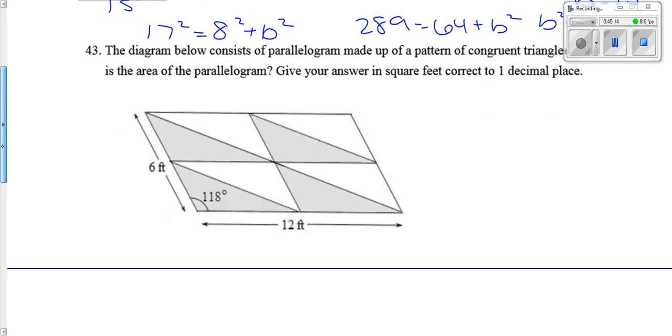Number 43. The diagram below consists of a parallelogram made up of a pattern of congruent triangles. What's the area of the parallelogram? Give your answer in square feet, correct to 1 decimal place. So I want to find the area of each of these separate little triangles. So that little triangle here, if the whole thing here is 6, and this piece is 3, the whole thing here is 12, and this piece is 6. So the area of each little triangle would be 1/2 3 times 6 times the sine of 118. So the area of that little triangle is 7.9.